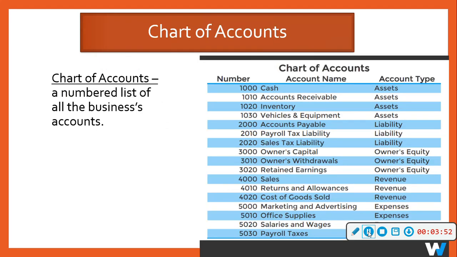And then the last thing we're going to talk about is the chart of accounts. This is a numbered list of all the business's accounts. It's kind of like an inventory or a reference chart and a number scale of what is what. A lot of companies will have a lot of different accounts, and so they need to give them a number because accountants like numbers and they like to read numbers, and it saves them writing out a bunch of words. So if they know that their payroll tax liability is 2010, they're going to use that code or that number just to save them a little time.